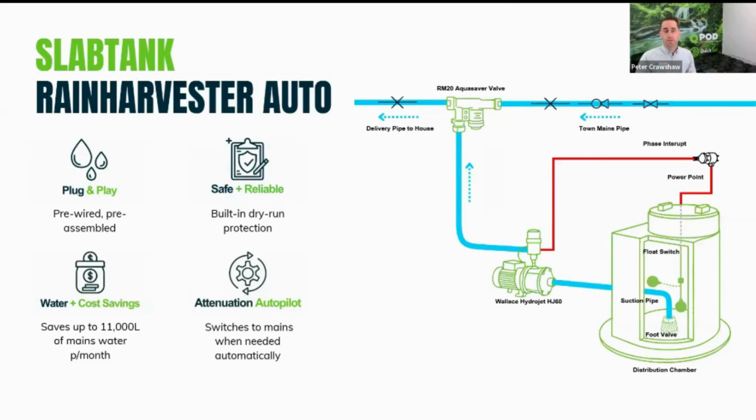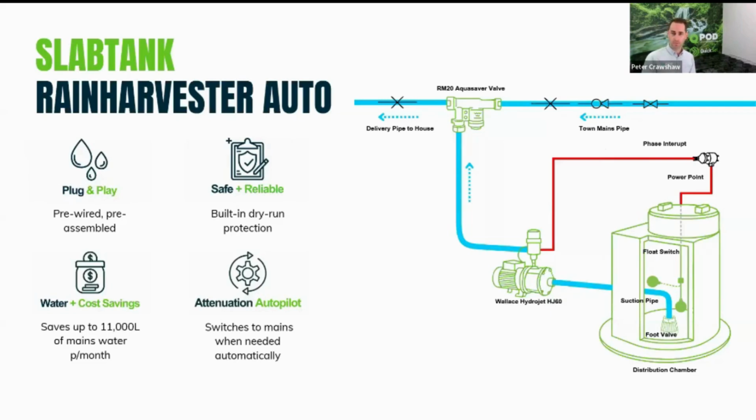So the SlabTank rain harvester auto, this is an add-on system. If you are wanting some retention or rain harvesting, you can then hook this up to your distribution chamber. You have a pump, and that might be located directly above it, in a shed beside it, or under a pump cover. That operates in conjunction with the float switch, which obviously turns the pump off if your water level runs low in there.